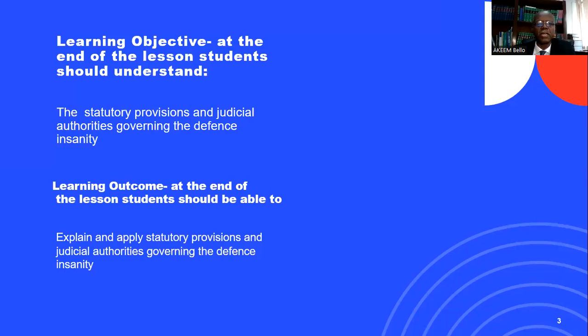So what are the learning objective and the learning outcome for this particular presentation? At the end of the presentation, for the learning objective, the student should be able to understand the statutory provisions and judicial authorities governing the defense of insanity. What is the learning outcome? At the end of the lesson, students should be able to explain and apply statutory provisions and judicial authorities governing the defense of insanity. So we expect that when you have listened to this presentation, you should be able to explain and apply the statutory provisions and judicial authorities governing the defense of insanity.